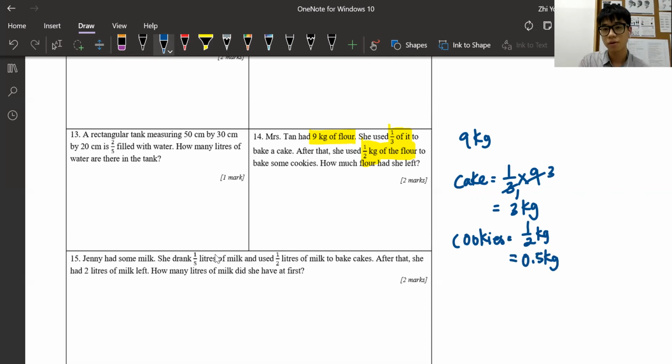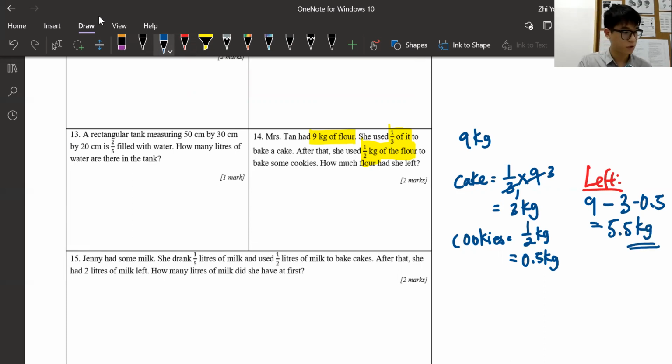Okay. And now 9 kg minus 3 minus 0.5 kg should give you the leftover. Is that correct? Okay, because this is the total, minus what we have used, and this is the leftover. So you know that 9 kg minus 3 kg minus half kg, and it should give you, what's the answer? 5.5, I think, 5.5 kg.